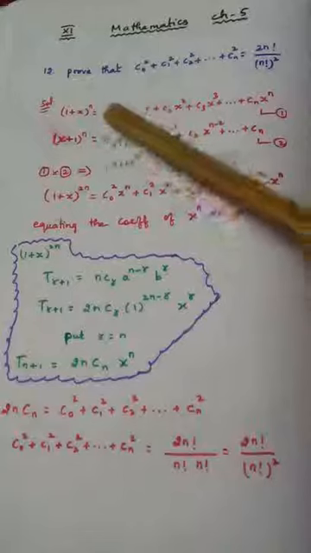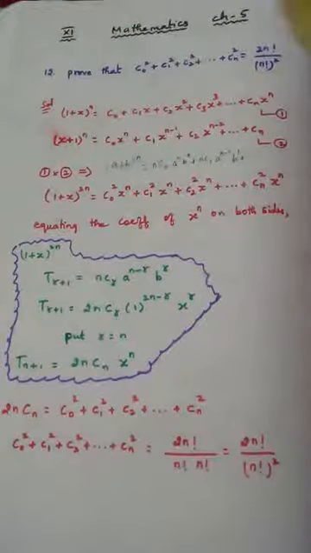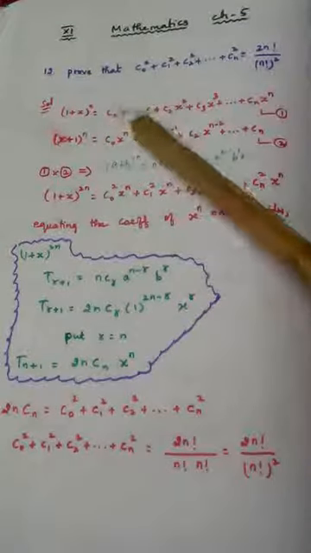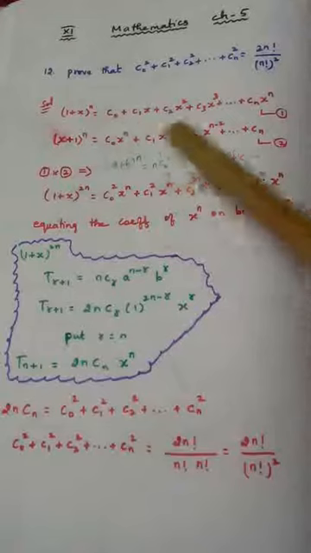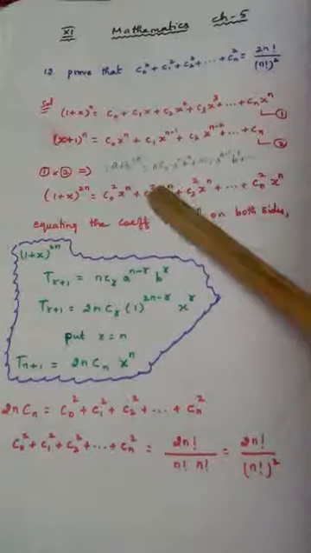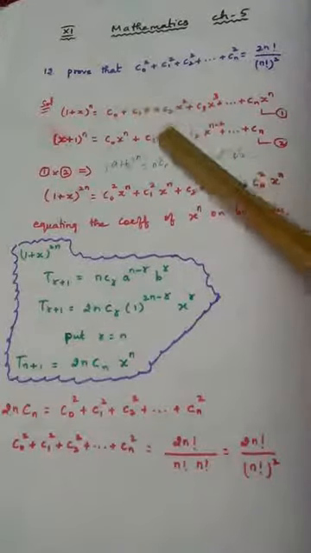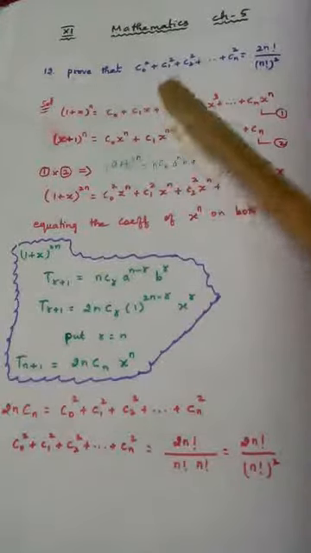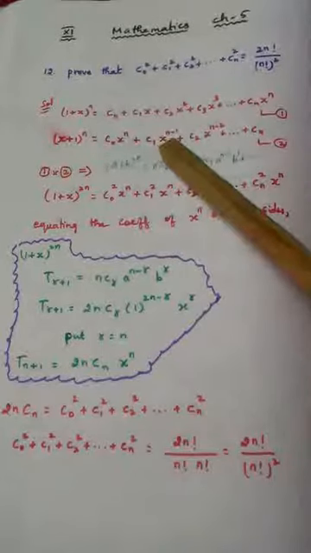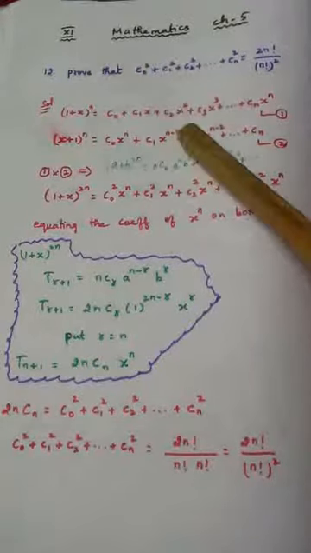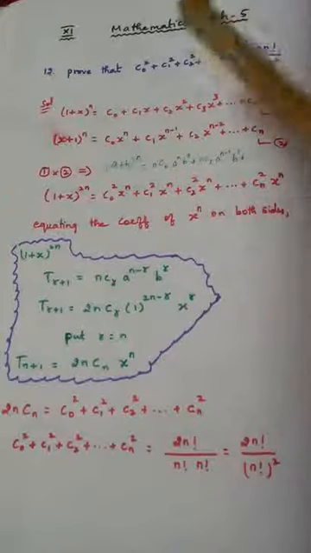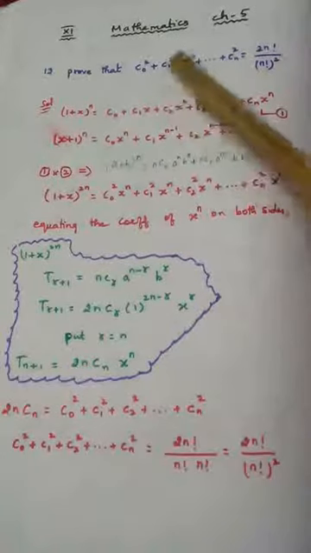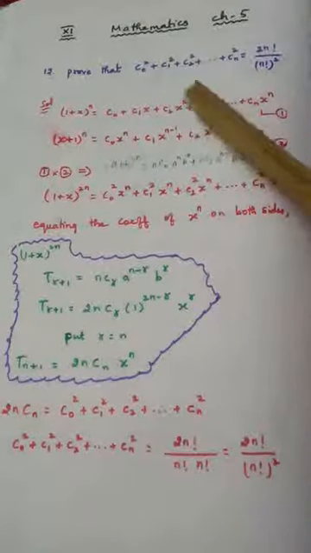If I multiply this and this, what will happen? C0 into C0, C0 square x power n, plus C1 into C1, C1 square. If I take these two and multiply, I'll be getting x into x. Here the base is x, here also the base is x. Power is 1, power is n minus 1. So if you add the powers, minus 1 plus 1 will get cancelled, x power n will come. Similarly, if I multiply these two, power 2 minus 2 will get cancelled, x power n will come.